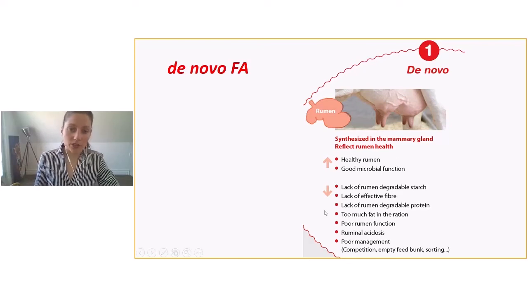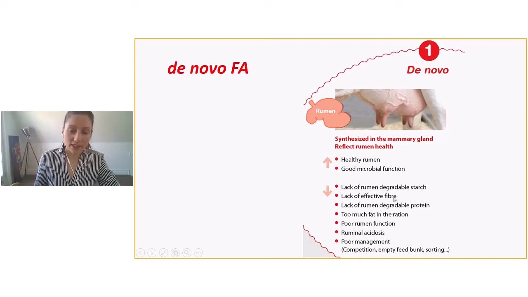On the other hand, when the Denovo are below average, these are a few things to look into if you want to improve your Denovo. You might lack rumen degradable starch or degradable protein. Remember, starch and protein are feed for the rumen bugs, so they need these sources in order to really optimize the fermentation in the rumen. And this is how you can optimize Denovo production.